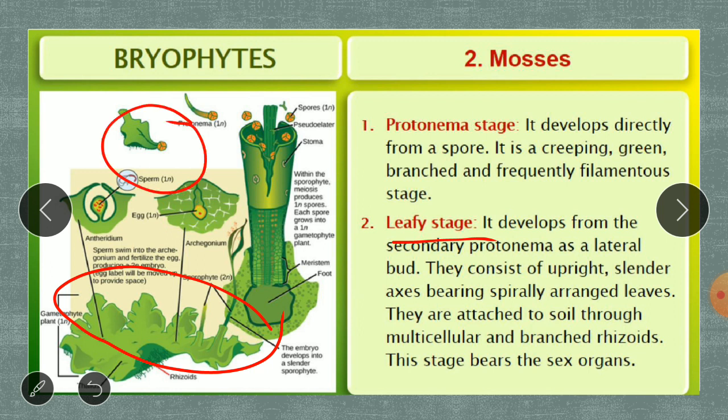Now in this you can observe an upright, cylindrical, slender axis which has somewhat hair-like structures spirally attached to it, and multicellular branched structures known as rhizoids which help them to attach to the ground.